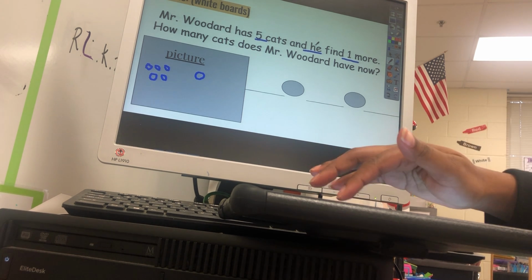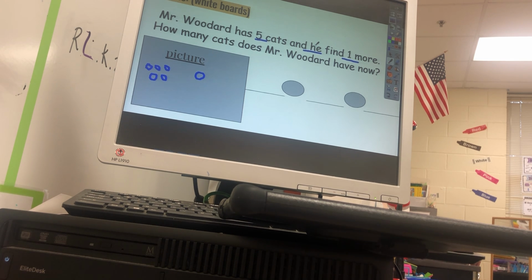All right, friends, now I want you to help me out. What do I need to do first? All right, I need to write a 5. Why do I need to write a 5? Good job. I write the 5 because this 5 matches the 5 that I drew in my picture, which represents the 5 cats that Mr. Woodard had in the story problem.